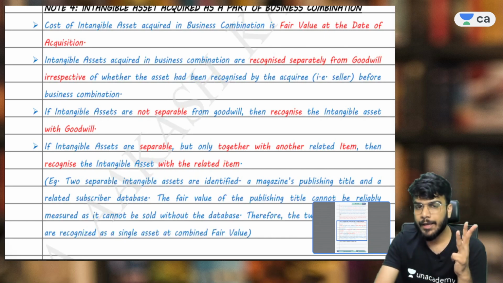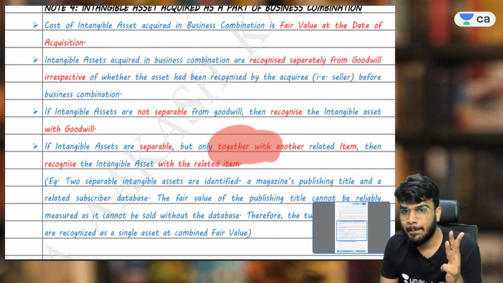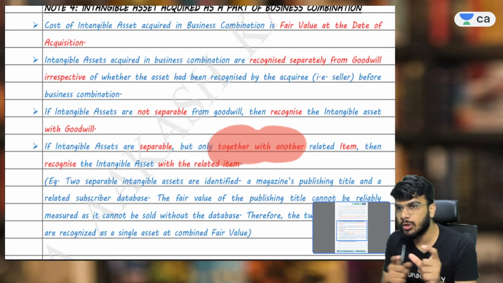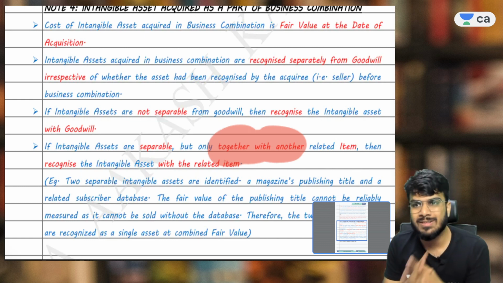And the fourth point, if two intangible assets meet the definition together, the purchasing company will record those two intangible assets together and not separately, right?